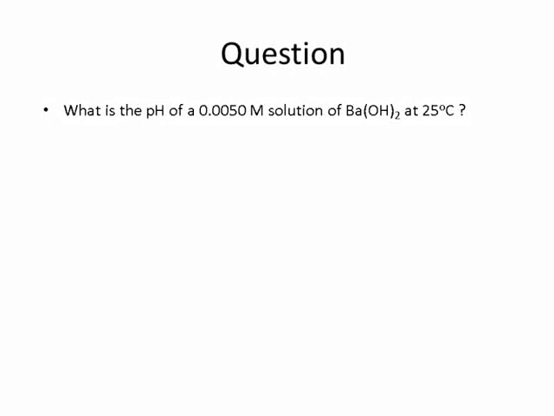This problem is starting to get a little bit more complicated. Here again we've got a strong base which is going to dissociate in solution, but we've got 2 hydroxides within the compound. So if we want to find our pH, we need to know the H3O+ concentration.